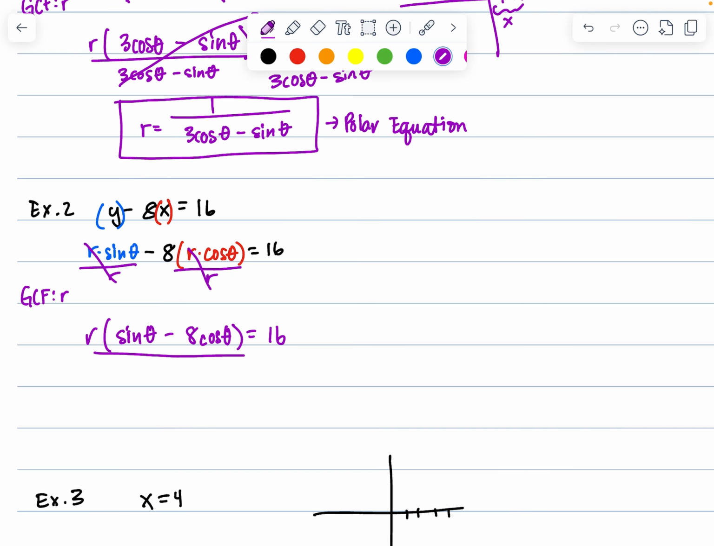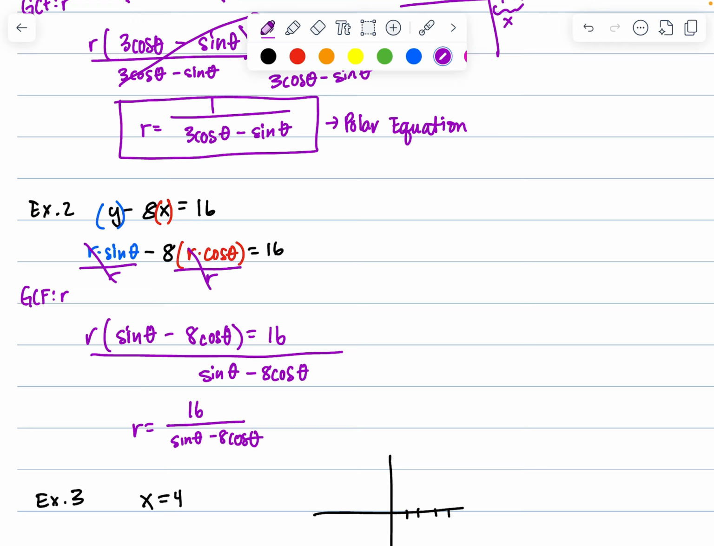You divide both sides by it. I'm just going to do one long division symbol here because I don't want to have to write this twice. Divide by sine theta minus 8 cosine theta on both sides, and you get r is then equal to 16 divided by sine theta minus 8 cosine theta.